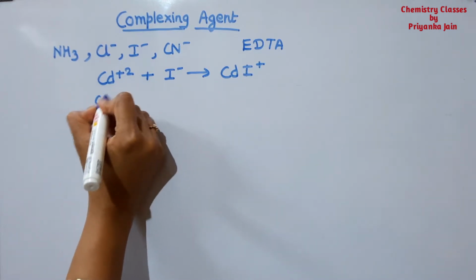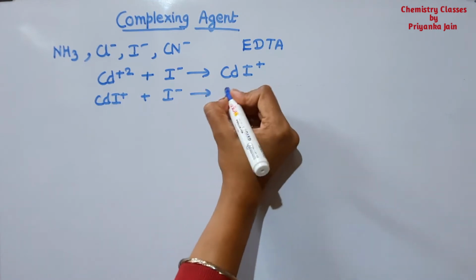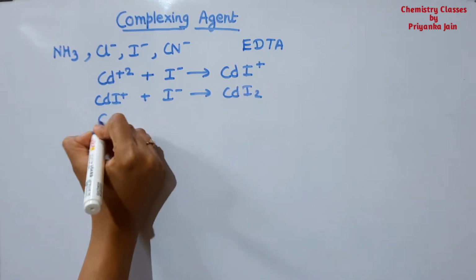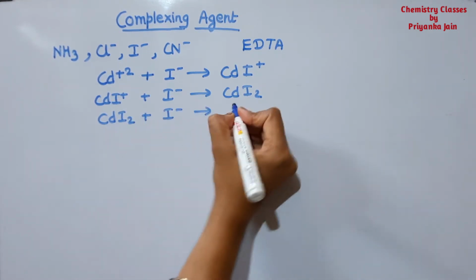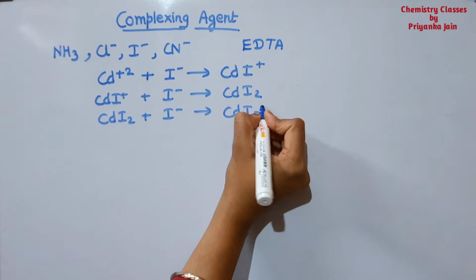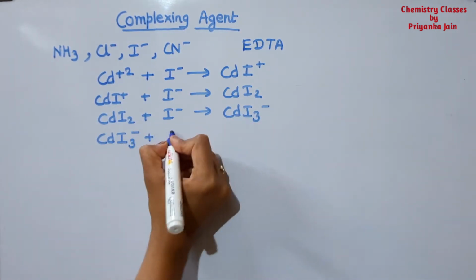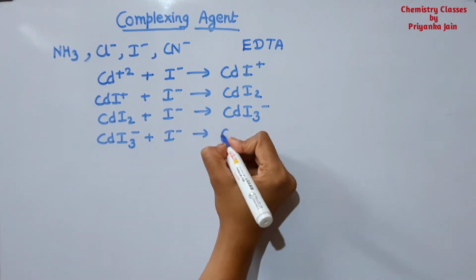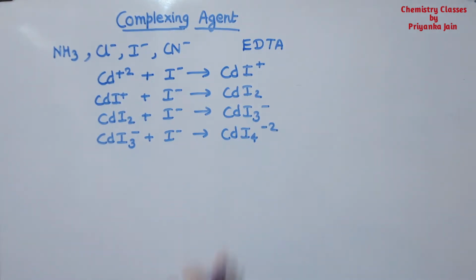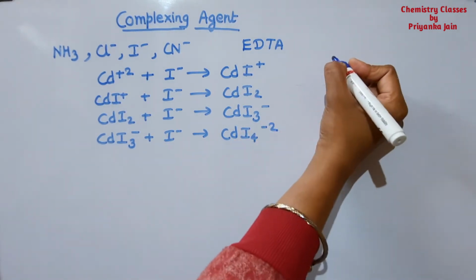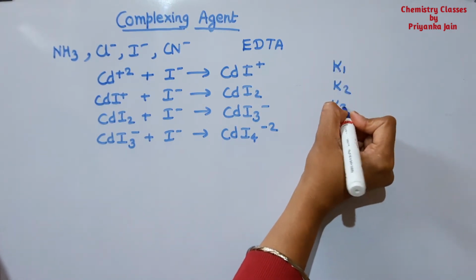Then it will again complex with it, so it will now form CdI2. Then it will again complex, and form CdI3 minus, and then again, and it will ultimately form CdI4 2 minus. This is the ultimate complex, and all of these steps will have different formation constants like K1, K2, K3, K4.